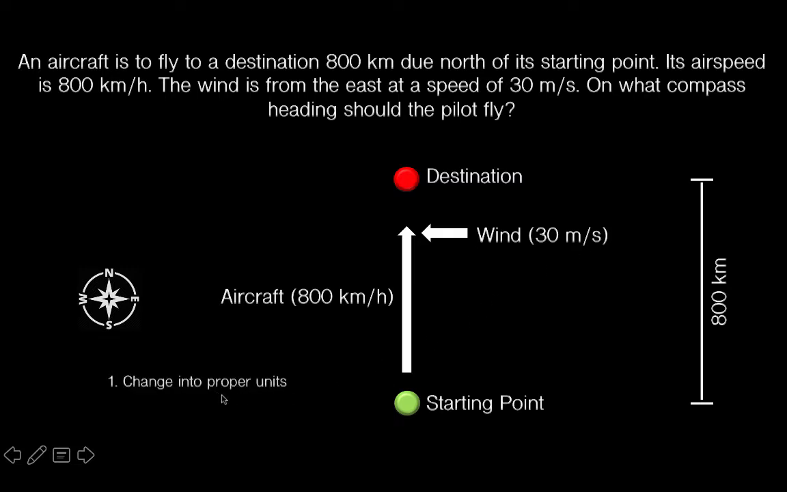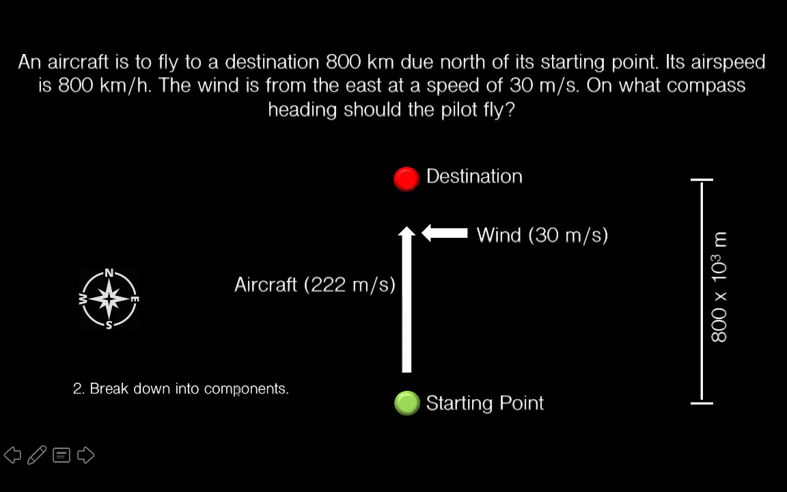So first thing we'll do is change into proper units because the aircraft is in kilometers per hour, the wind is in meters per second. When we change everything, the aircraft is actually going 222 meters per second, the wind is still 30 meters per second, and the distance is 800 times 10 to the third meters between the starting point and the destination.